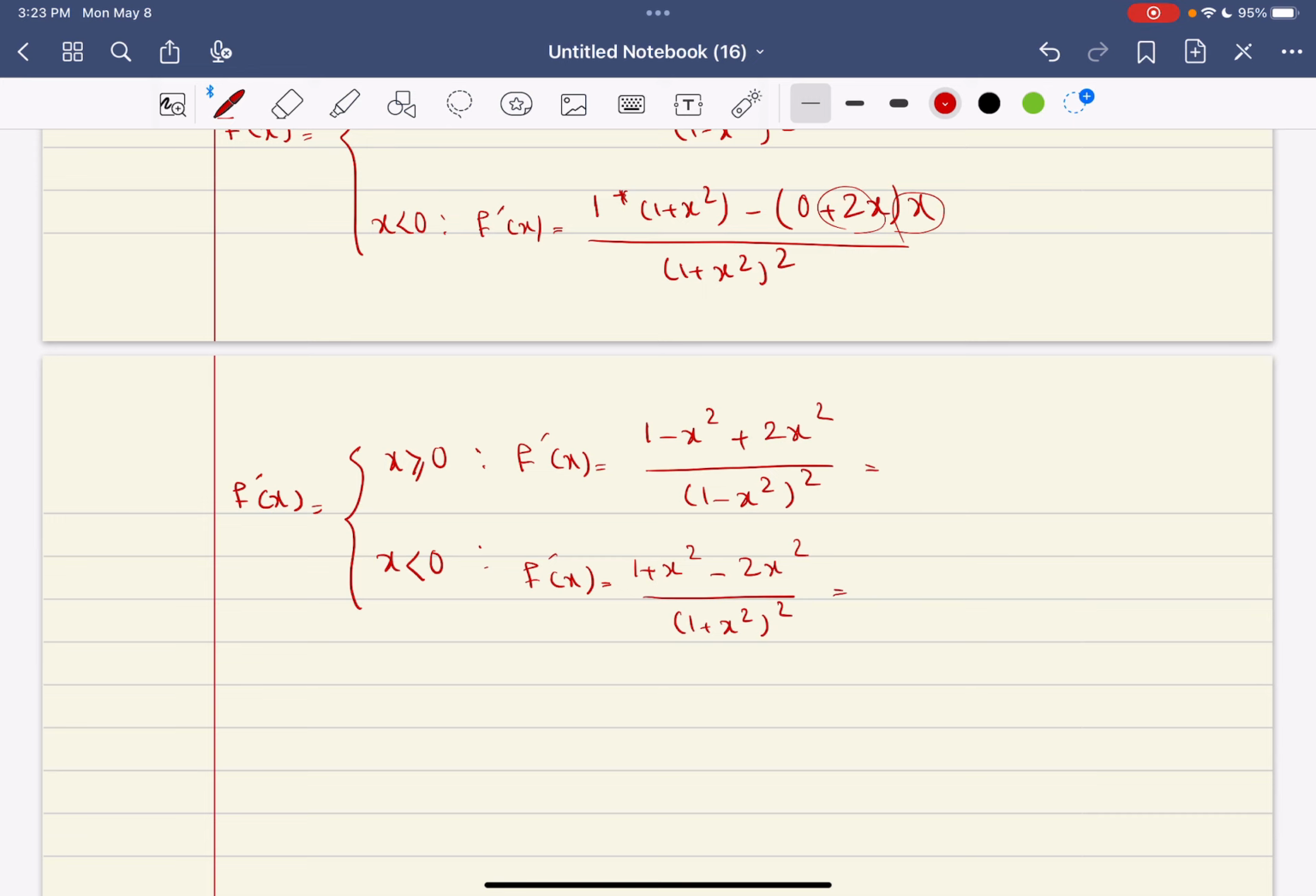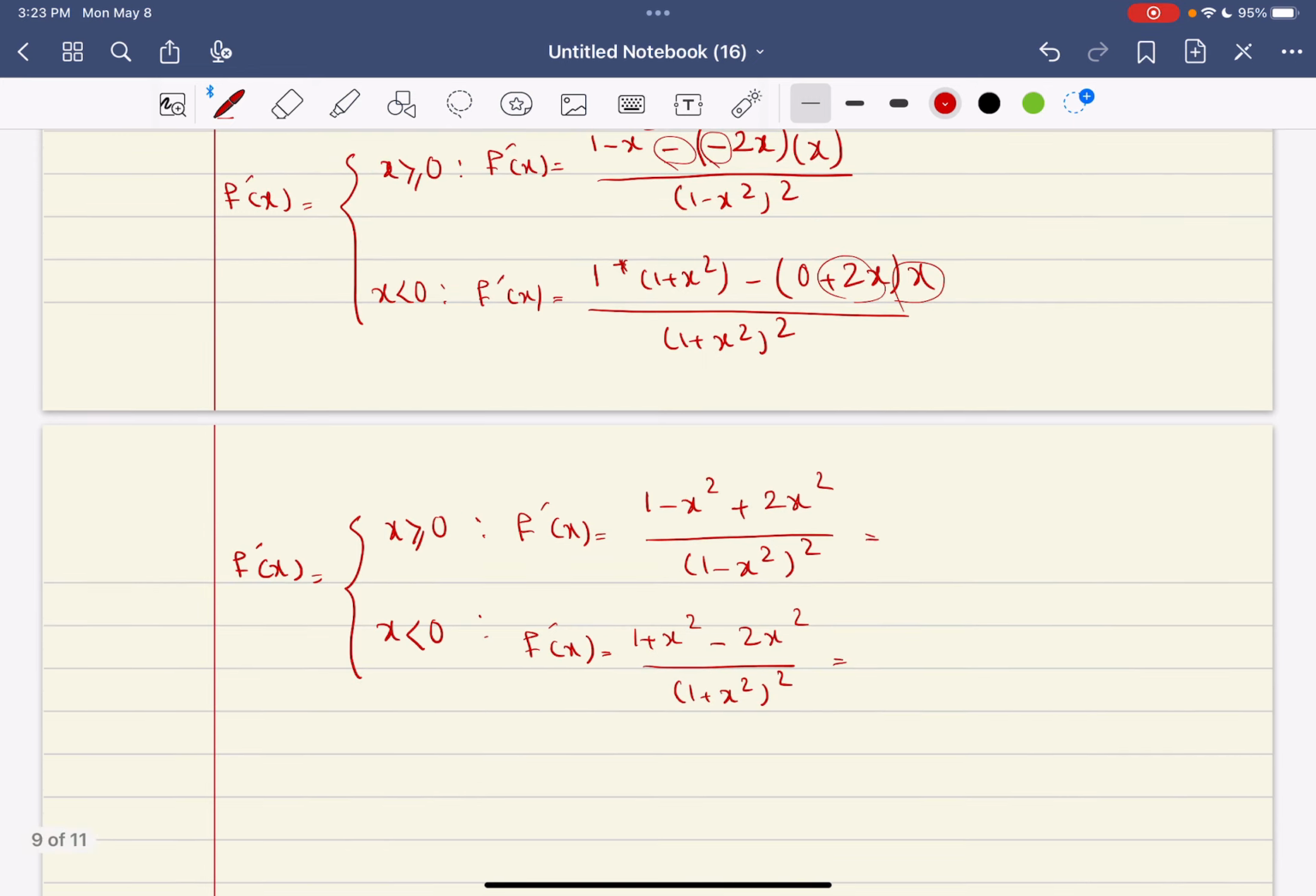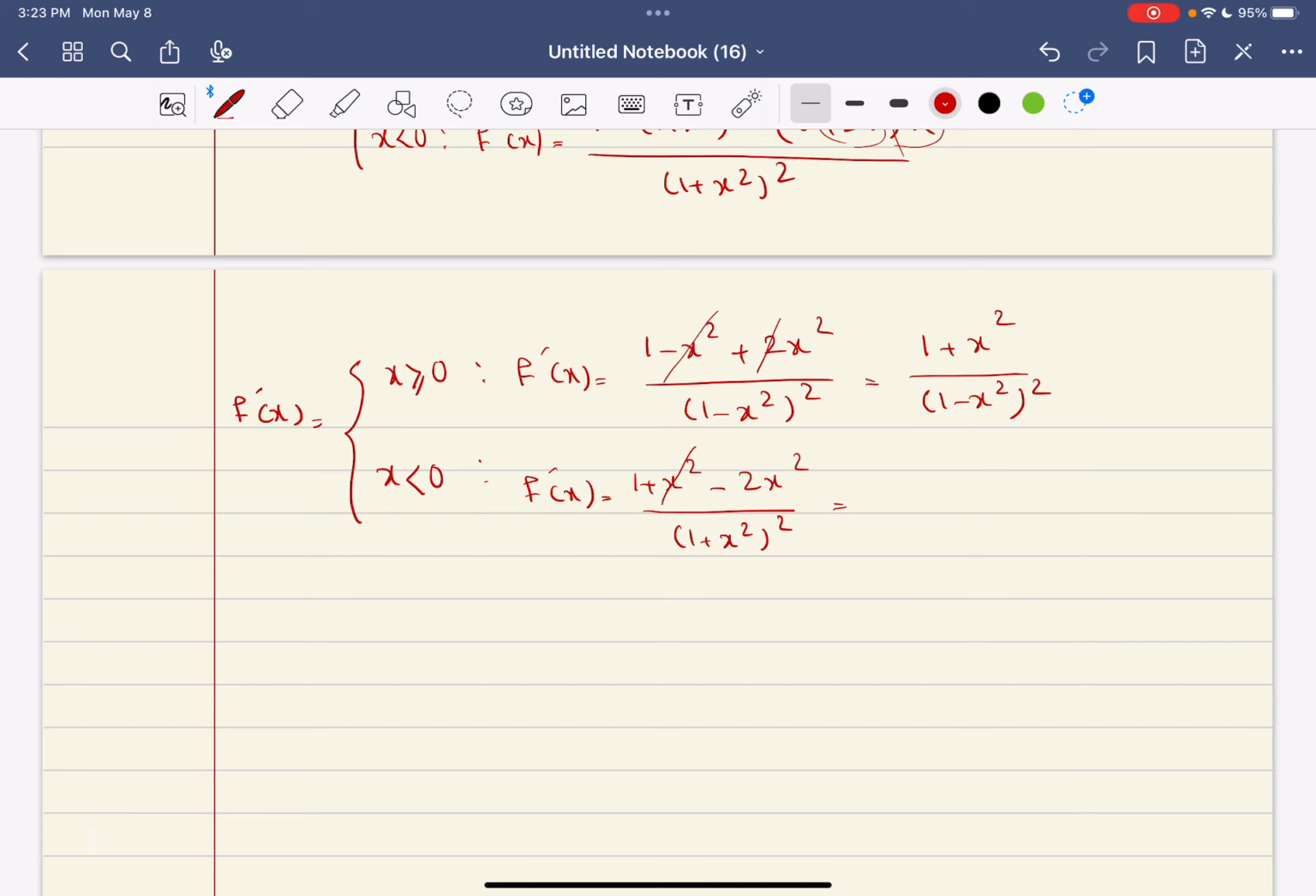So the upper part would be equal to 1 minus x to the power of 2 plus 2x to the power of 2. These two parts cancel out, so it would be 1 plus x to the power of 2 over 1 minus x to the power of 2 to the power of 2. The lower part would be x to the power of 2 minus 2x to the power of 2. These two will cancel out each other as well, so we have 1 minus x to the power of 2 over 1 plus x to the power of 2 to the power of 2.